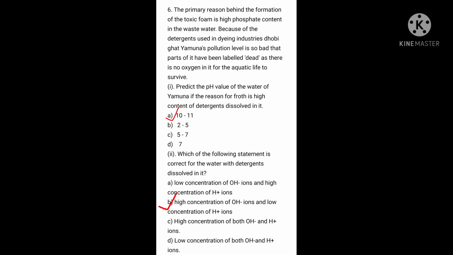Water with detergents dissolved in it is basic in nature and their pH value will be greater than 7. So here the correct option is option A, 10 to 11.